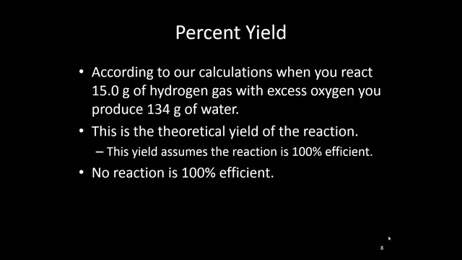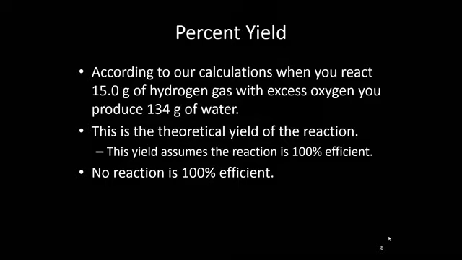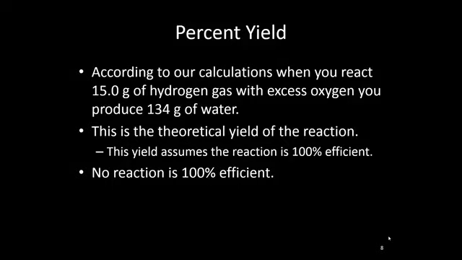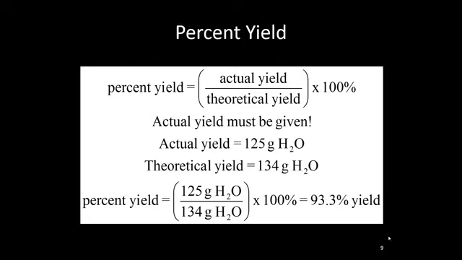There are many reasons why you cannot have a reaction that is 100% efficient. Those are not the focus of our present discussion. The focus of our present discussion is how to utilize the information provided to determine the percent yield of a particular reaction. In the case of hydrogen gas reacting with oxygen gas to produce water, we just calculated that if we start with 15 grams of hydrogen gas, our theoretical yield is 134 grams of water, assuming, of course, we have an unlimited or excess supply of oxygen.